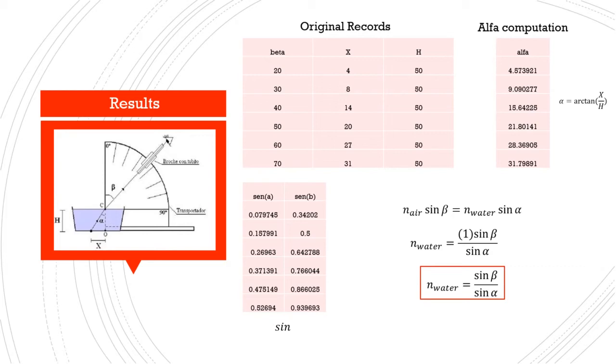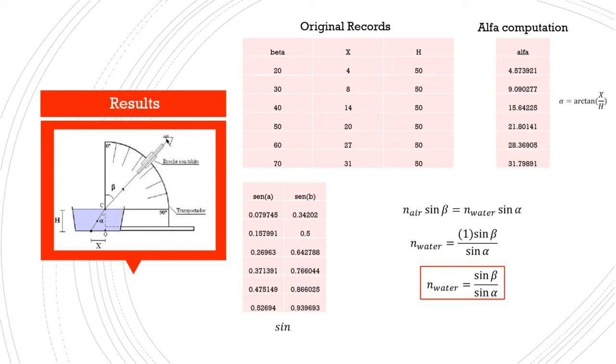After that, we are going to make a third table with the sine properties of each angle as seen in the image. Why do we do this? Because if you see the formula, we have that relation. So knowing that the refractive index of the air is 1, we have to move the sin of B over the sin of A to one side to have only the refractive index of water on the other side. So we substitute the refractive index of the air, which is 1.